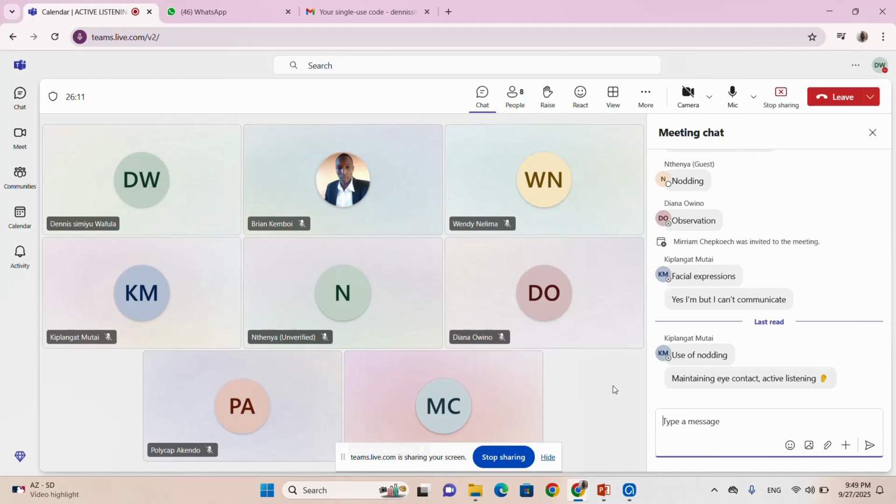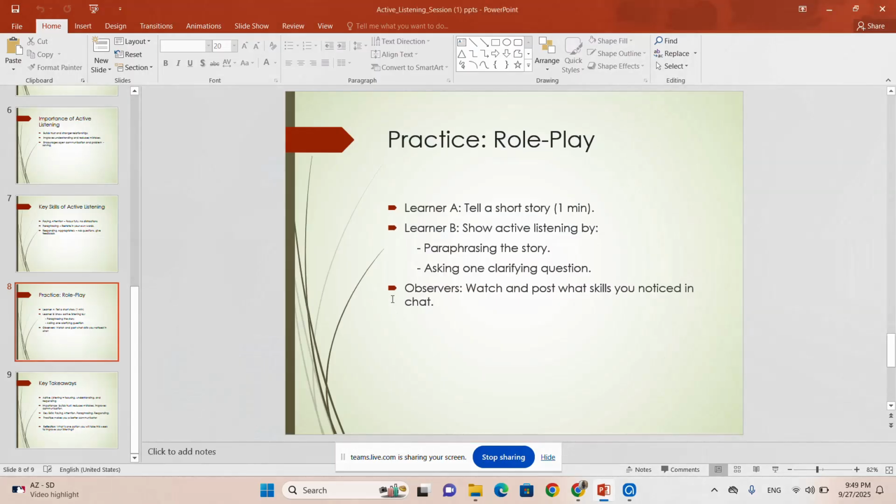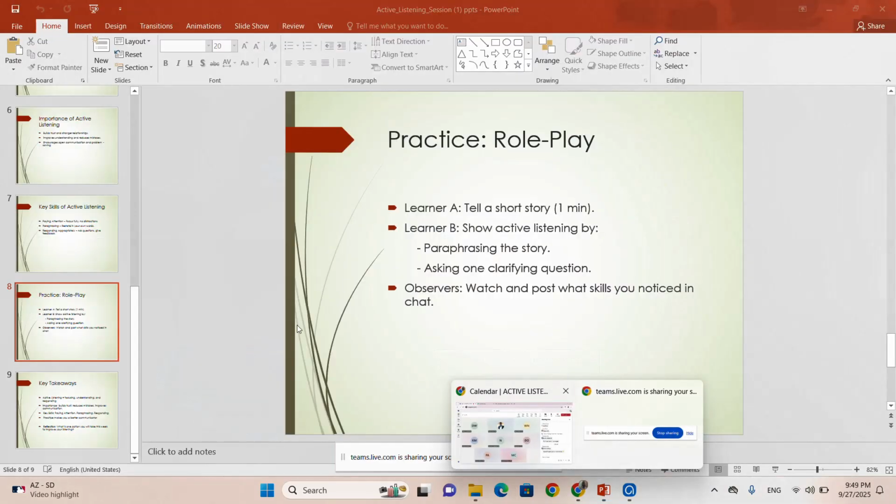And I see in the chat that people have already posted something like maintaining eye contact. That shows that we have learned something about these skills. Now, I would like you learners to summarize what we have learned today. I want learners to volunteer by unmuting the mic and tell us what we have learned from the beginning up to this end. Anyone to volunteer?